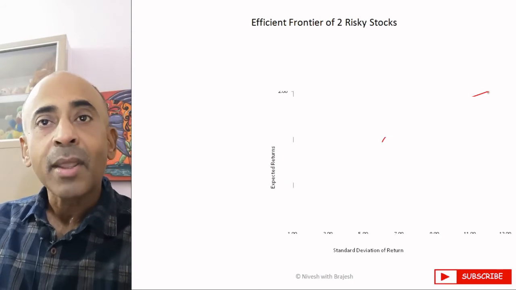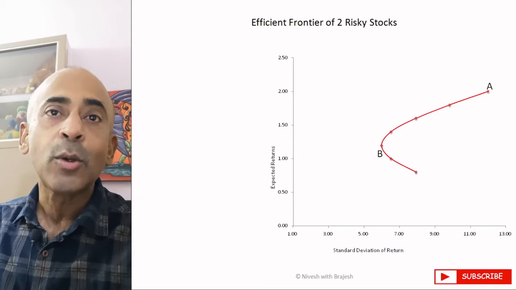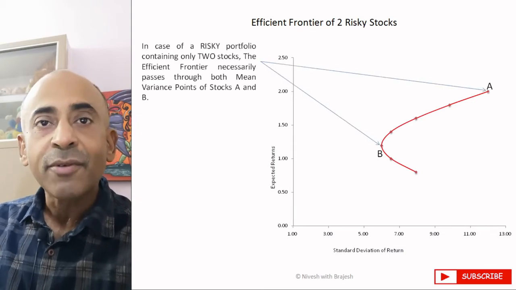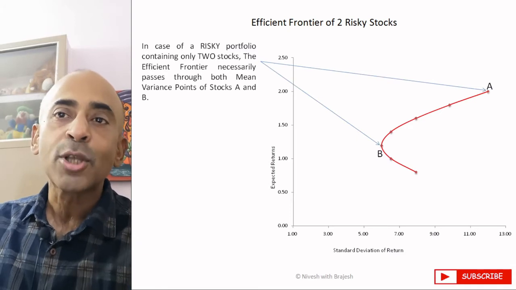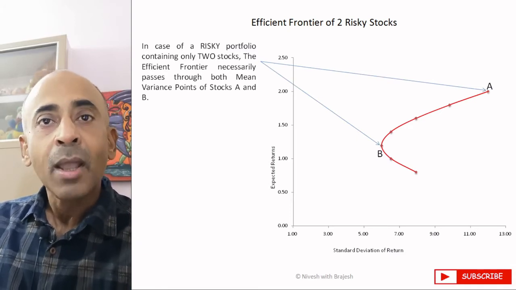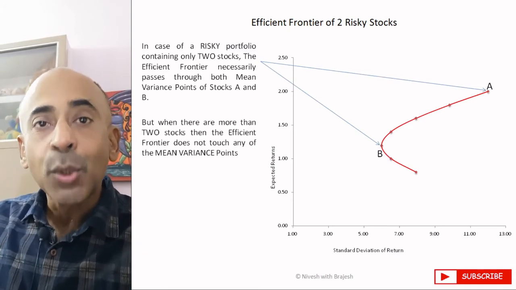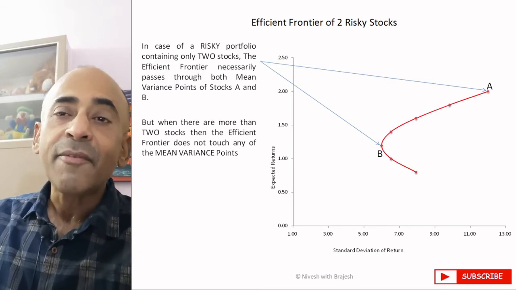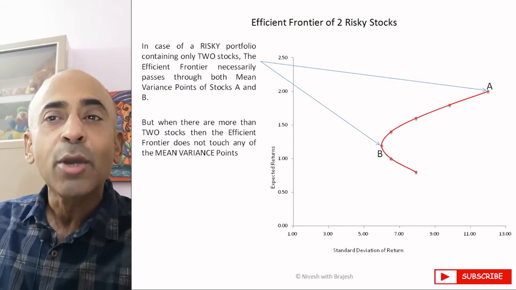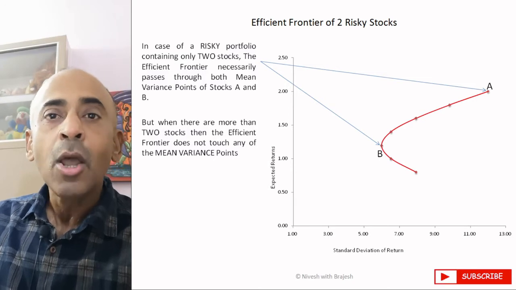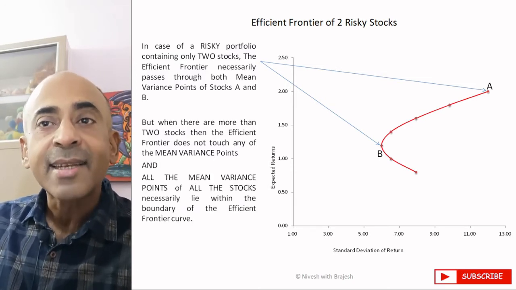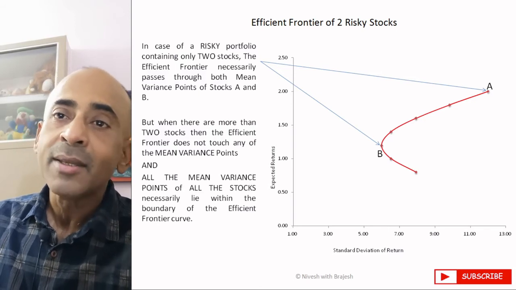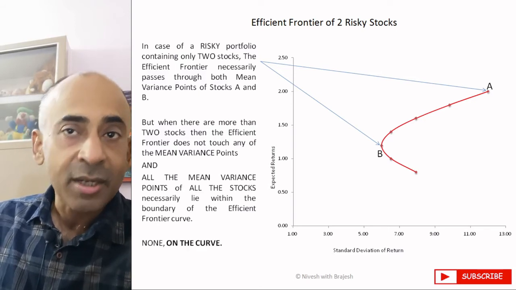Now, in case of a risky portfolio containing only two stocks, the efficient frontier necessarily passes through both mean variance points of stocks A and B. But when there are more than two stocks, then the efficient frontier does not touch any of the mean variance points, and all the mean variance points of all the stocks necessarily lie within the boundary of the efficient frontier curve, none on the curve.